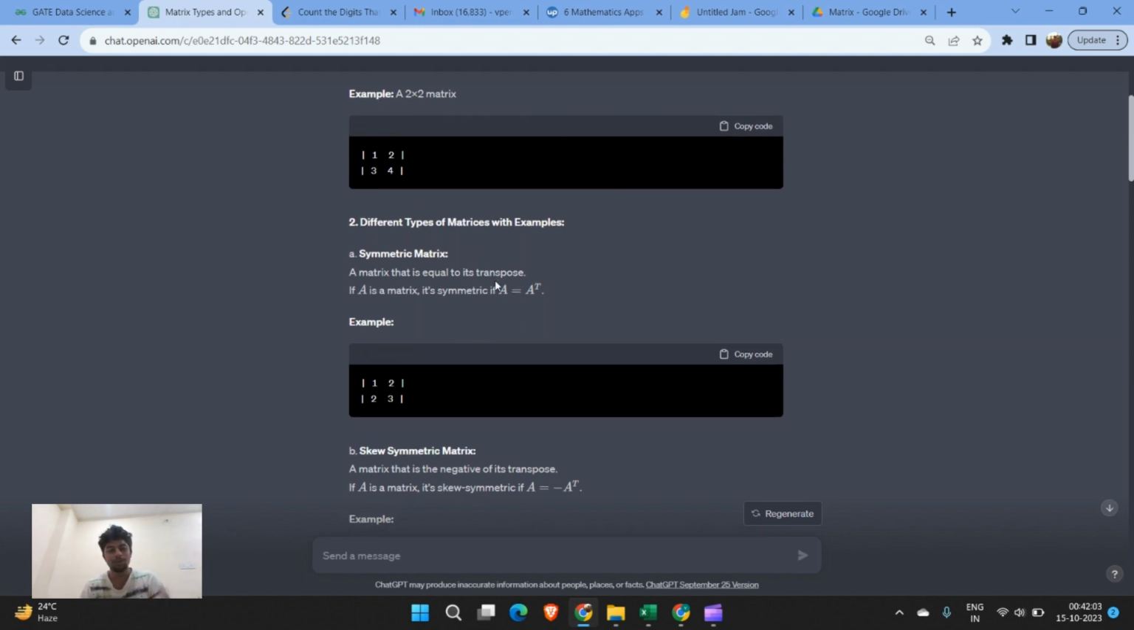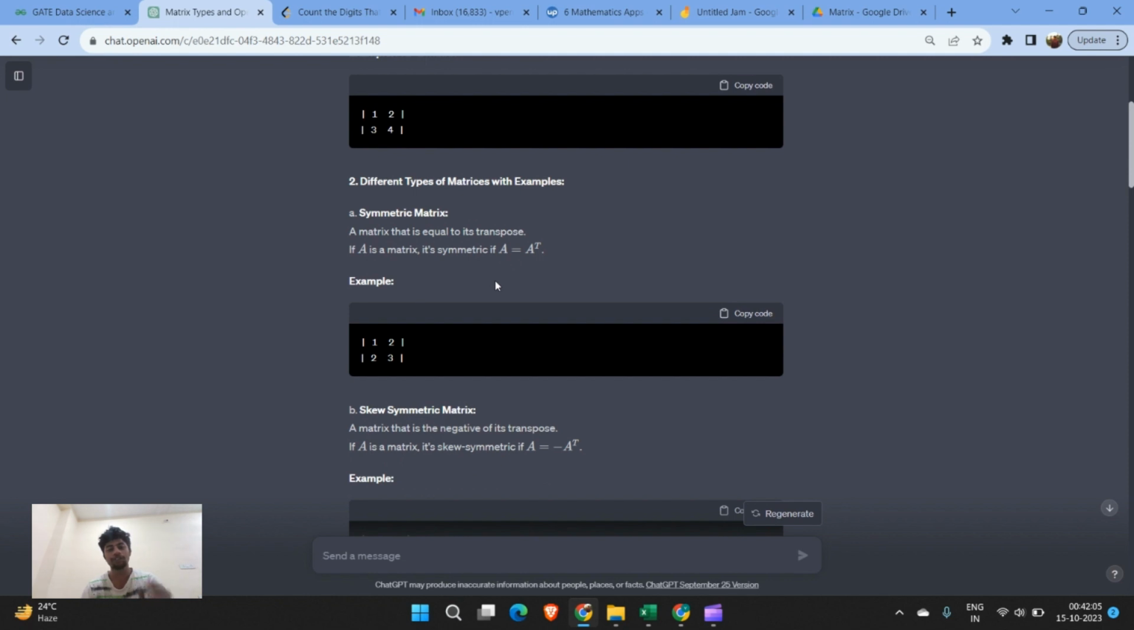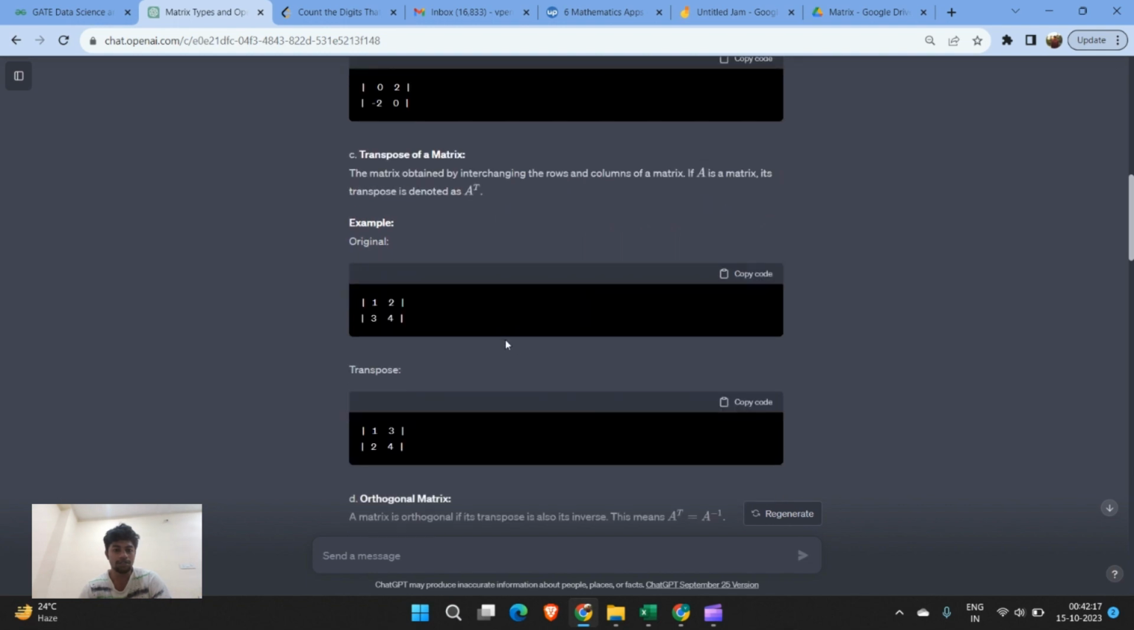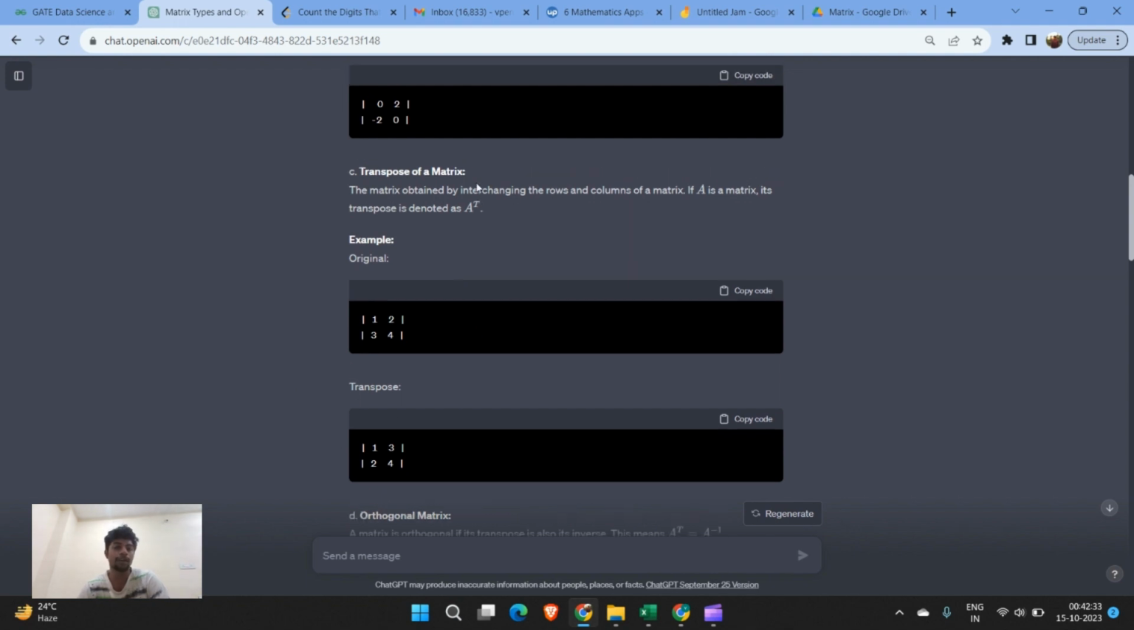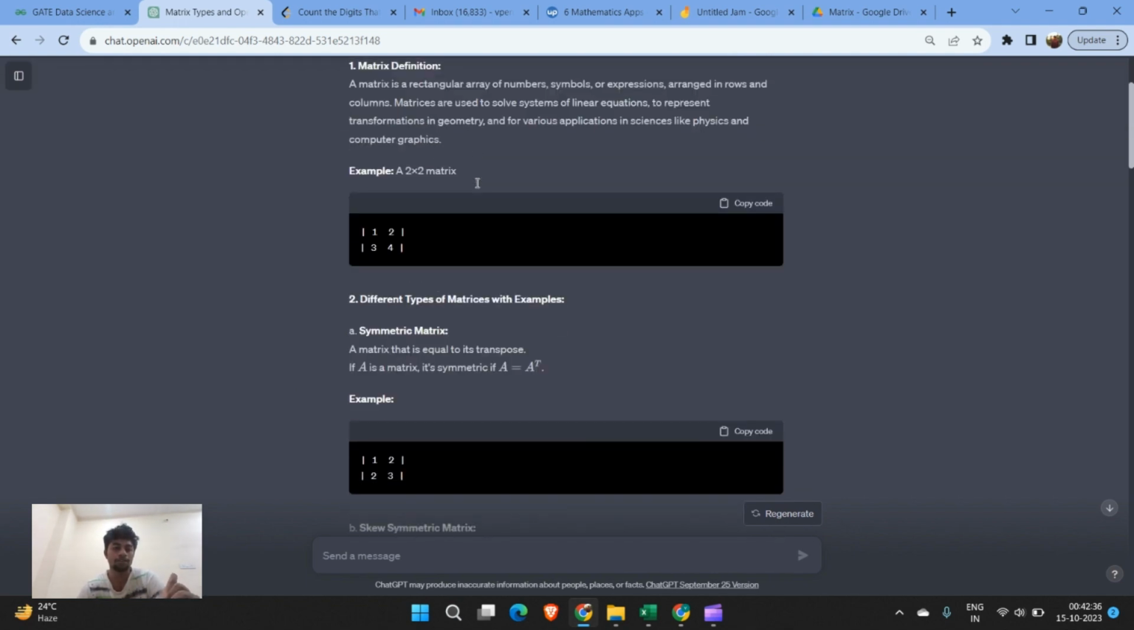The symmetric matrix is this: if you have one matrix and you transpose it, transpose means changing rows into columns or columns into rows. In this example, you can see this is the original matrix. Transpose means you're converting the row into a column and the column into a row. So 1 3 is converted in this way, and 2 4 is converted in this way. That is a transpose of a matrix. If the original matrix is equal to the transpose of the matrix, then it is a symmetric matrix. So this is the example.